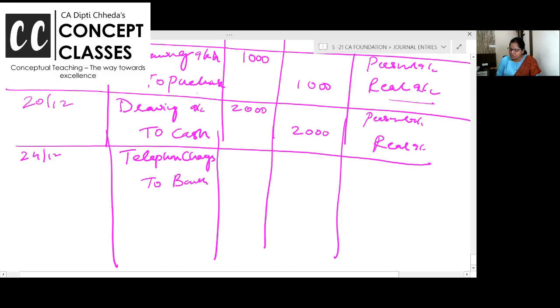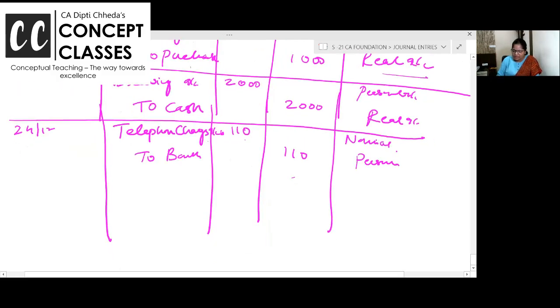Now, why are telephone charges debited? How much? 110. Telephone's nature is nominal. Debit all expenses, so telephone charges are debited. And bank is personal. Debit the receiver, credit the giver. Bank is the giver of the telephone bill. So bank is credited, money is going out of the bank, and telephone charges are debited.